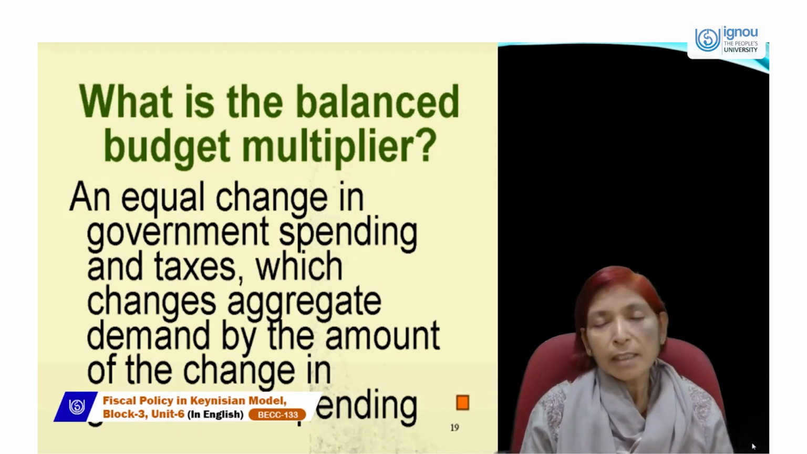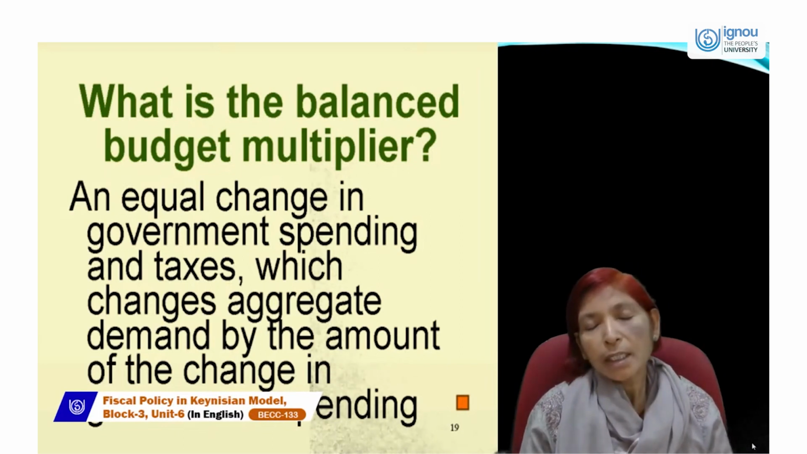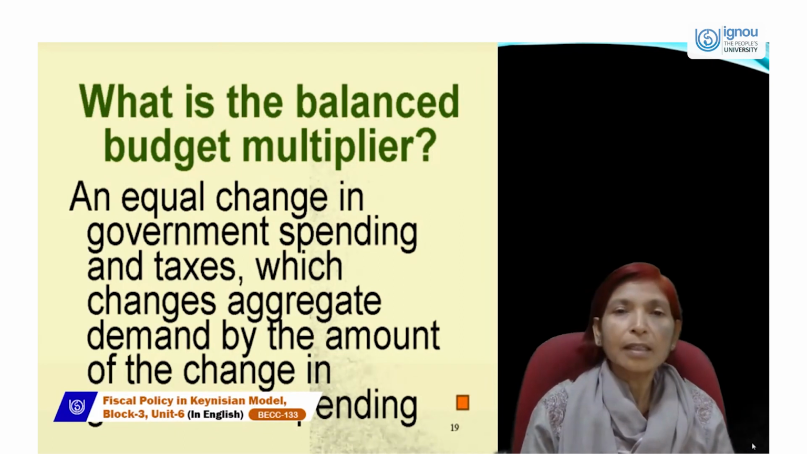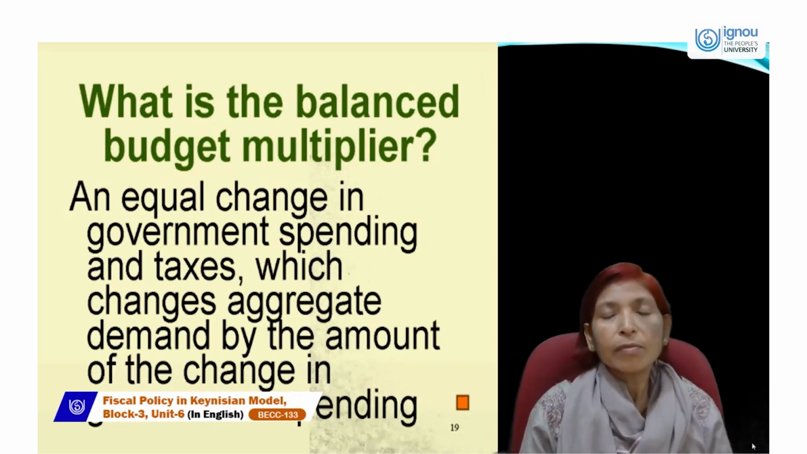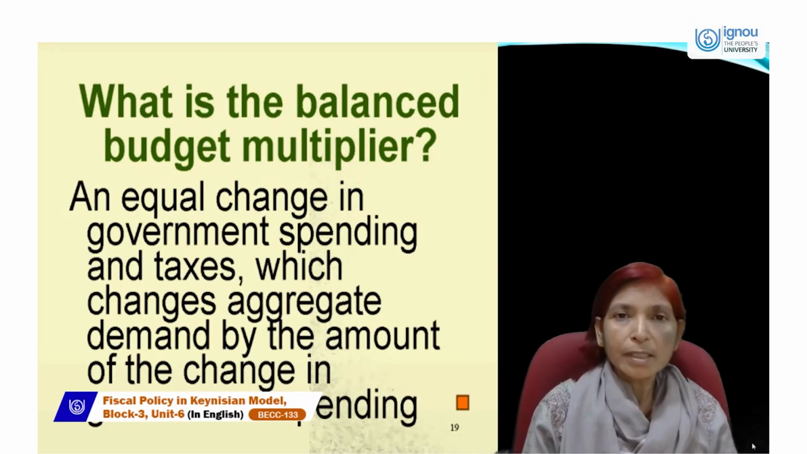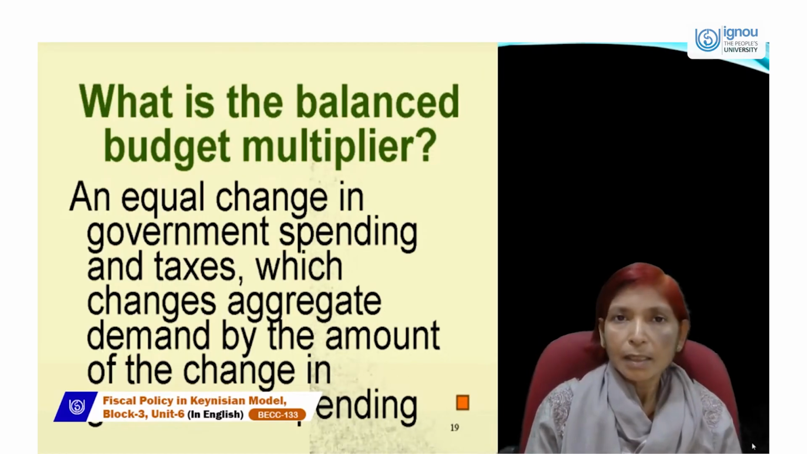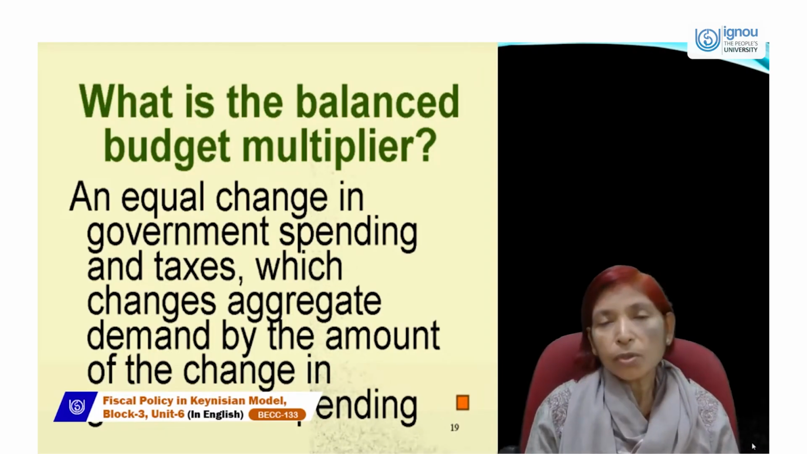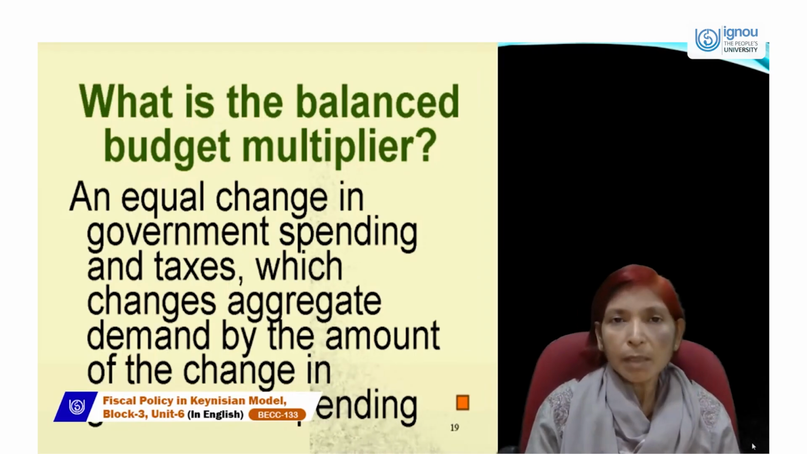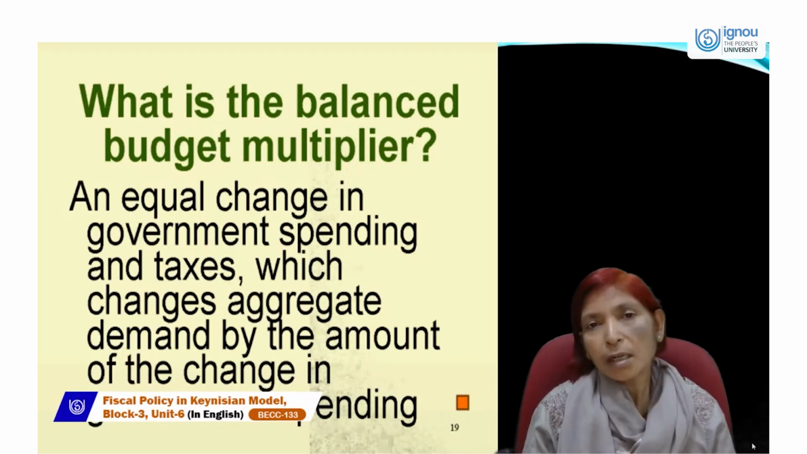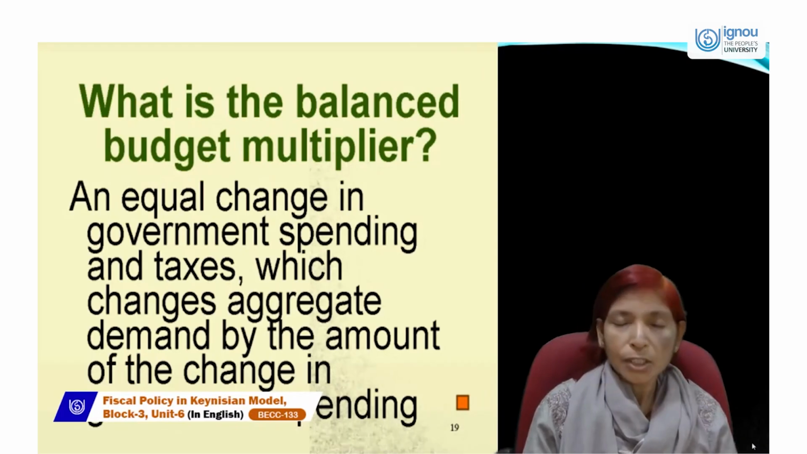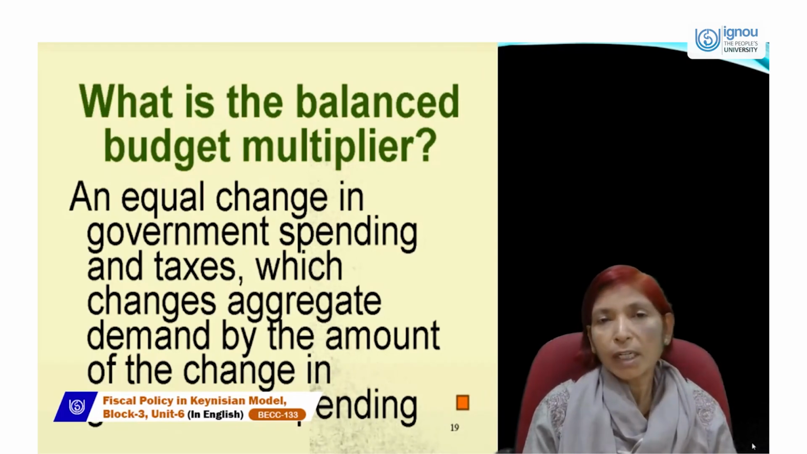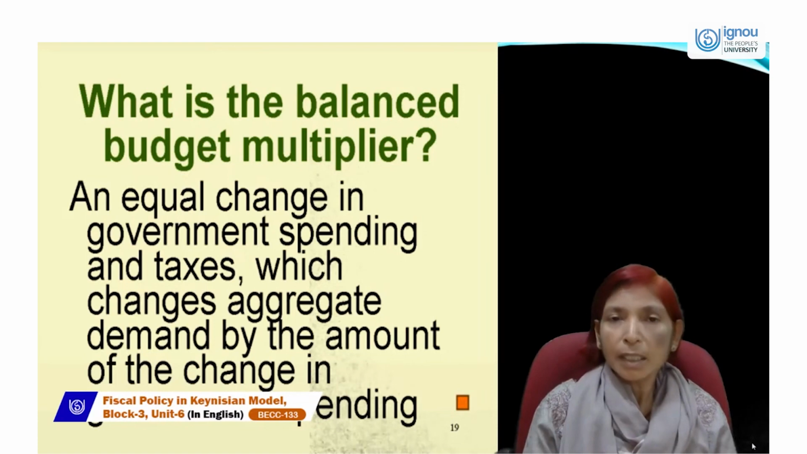And tax multiplier shows the change in income due to change in tax rate. If tax rate increases, income level will fall. If tax rate falls, income level will rise. It means income level will definitely change due to change in the rate of tax. So, tax multiplier shows the change in income due to change in taxation. It is the ratio of delta Y upon delta T.